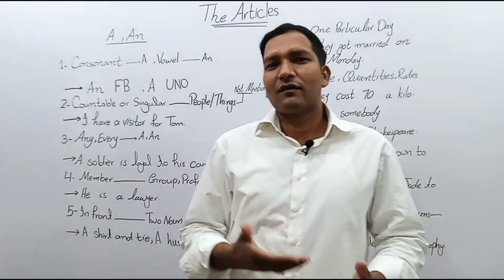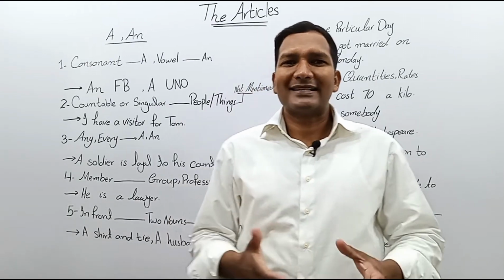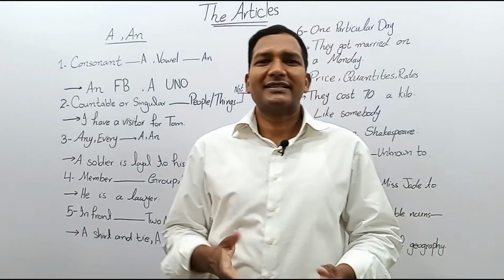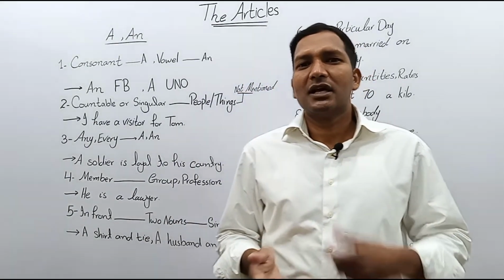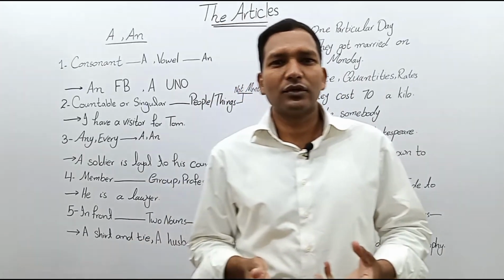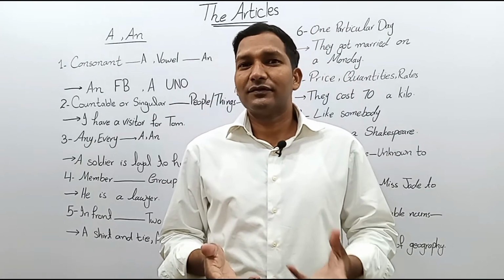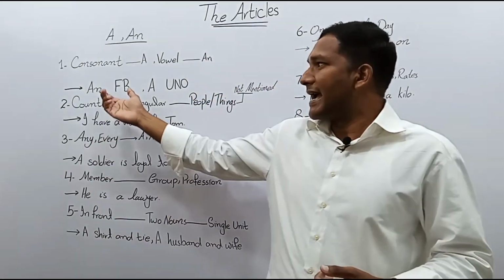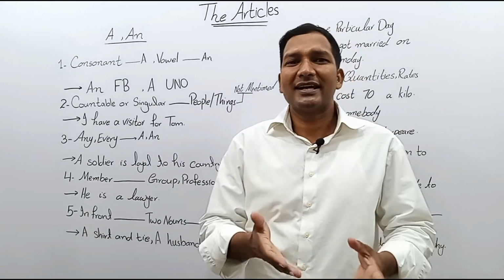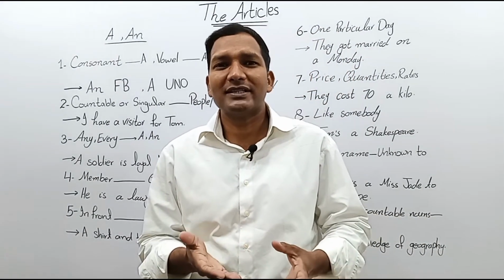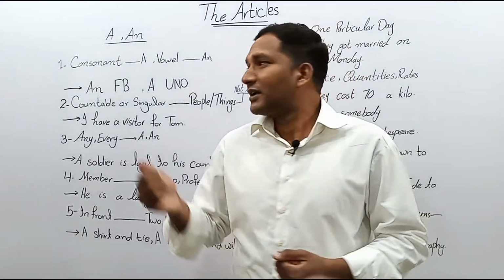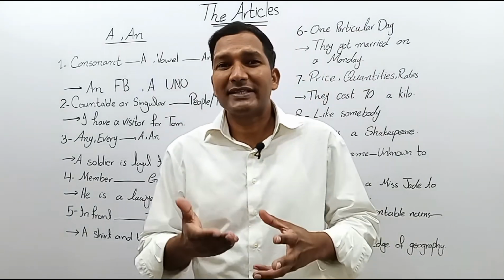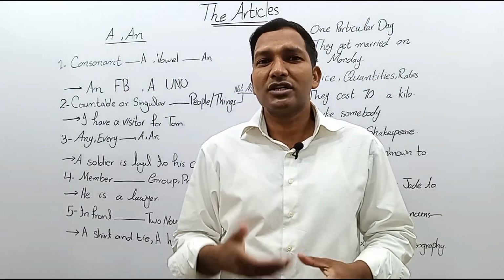Consonant, A; vowel, AN. We use article A with consonants and with vowels we use article AN. But when we are dealing with abbreviations, we have to be a little careful because it can be different from other words. For example, NFB. Here we are using article AN because F starts with a vowel sound, "eff". Then we use A with UN, because U starts with a consonant sound, "you".